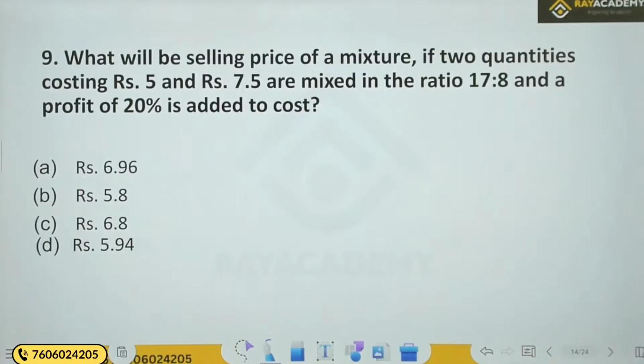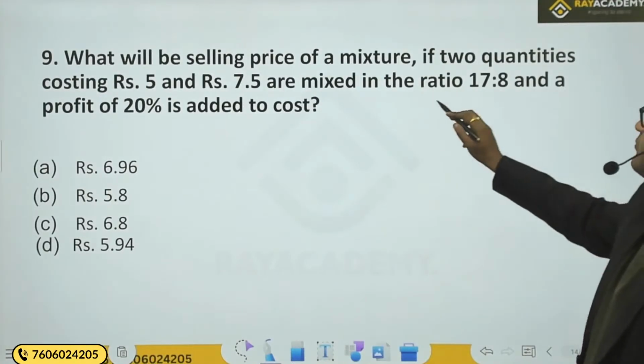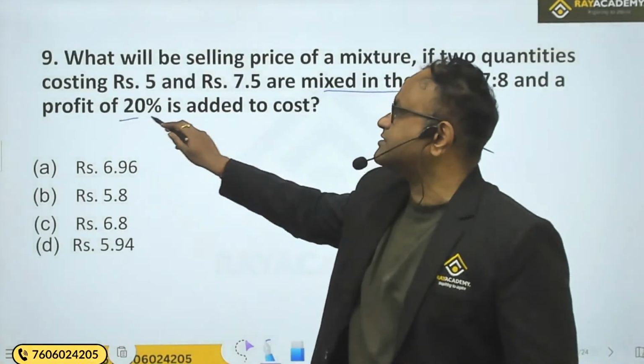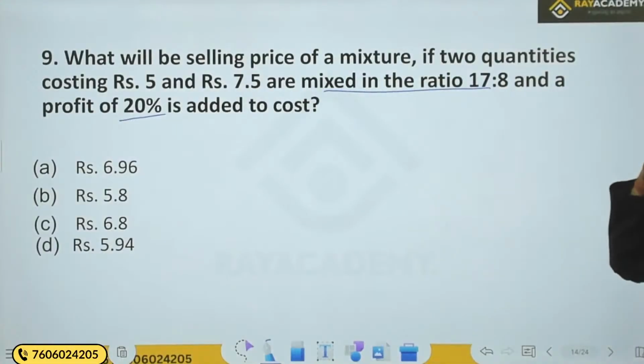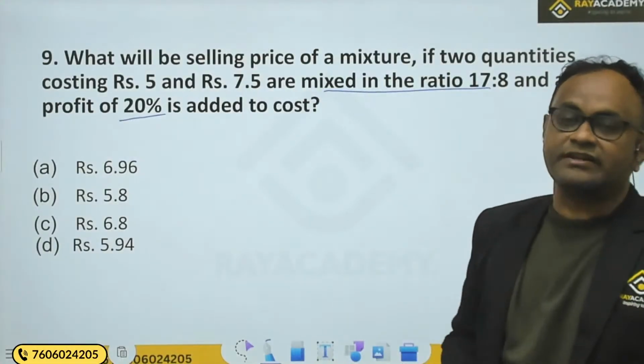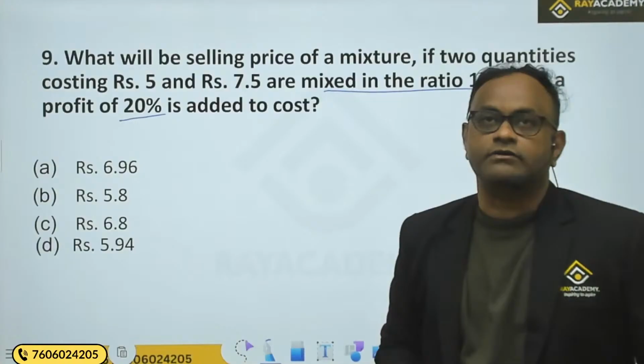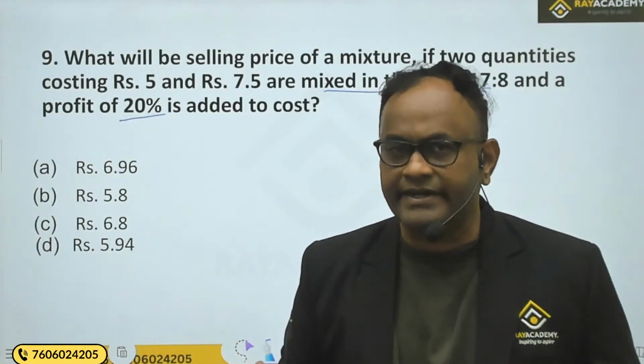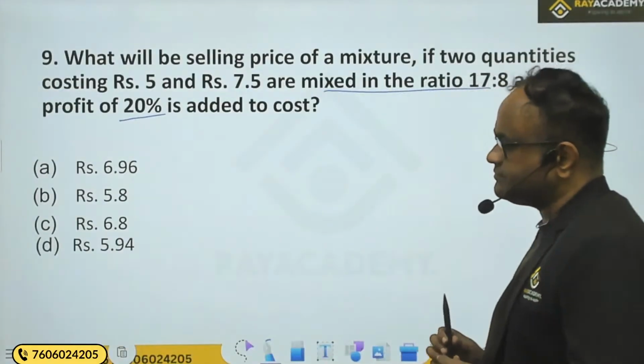Question number 9. What will be the selling price of a mixture if two quantities costing 5 kg and 7.5 kg are mixed in the ratio 17:8 and a profit of 20% is added to cost? That means you have to first find out the mixture's average price, then add 20%. Here in this question also, the average price is not given. The average price you need to find out, so I should go for the weighted average method.